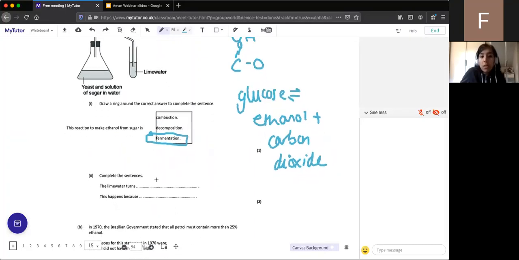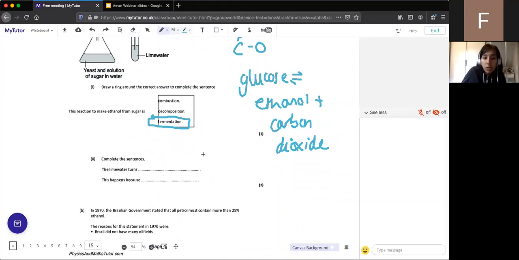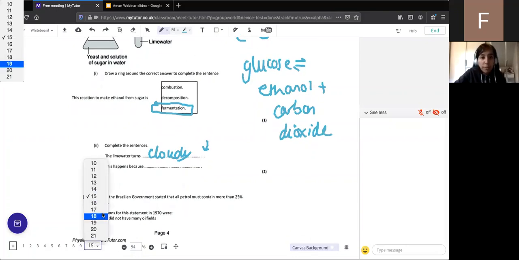Okay, so the reason for this then is the lime water turns what? And this happens because of what? Good, the lime water turns cloudy because, why? Why does it turn cloudy? It doesn't turn colourless, it turns cloudy. So lime water turns cloudy. Good, when carbon dioxide is present. Excellent, well done.